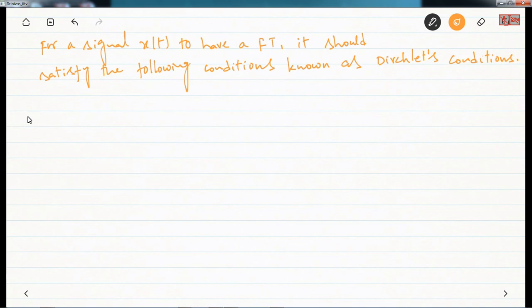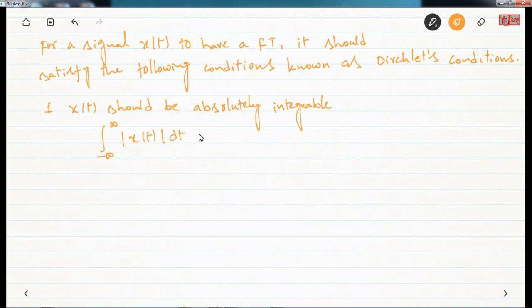So condition one is x of t should be absolutely integrable. So here it is not square integrable, it is absolutely integrable. What does this mean? The integral of the modulus of x of t dt should be less than infinity. So this is condition one.